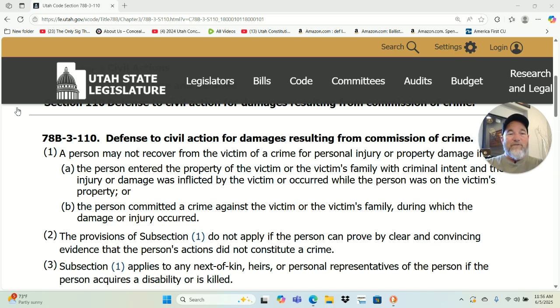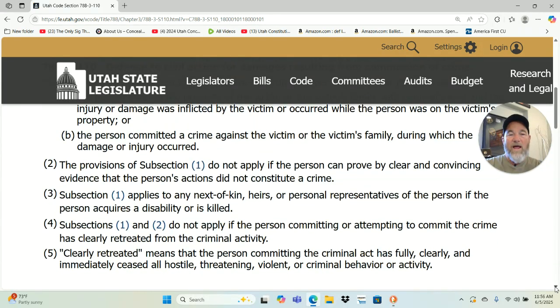Defense to civil action for damages resulting from commission of a crime. So it says a suspect, for example, may not recover from the victim of a crime for personal injury or property damage if the suspect entered the property of the victim or the victim's family with criminal intent, and the injury or damage was inflicted by the victim or occurred while the person was on the victim's property, or the person committed a crime against the victim or the victim's family during which the damage or injury occurred.